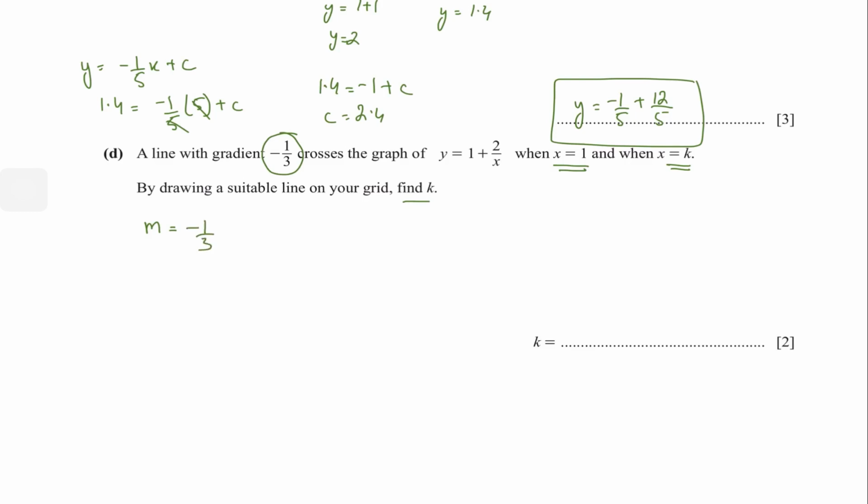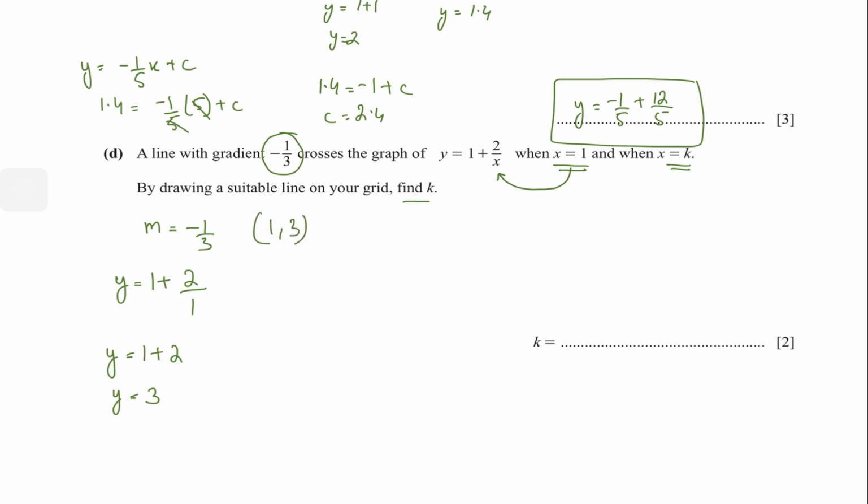So the gradient is -1/3, and if I want to figure out the coordinates through which it is passing, I have the x coordinate, and I need to use it to figure out the y coordinate. So I'm going to take this x coordinate and plug it in this equation in place of x. So y is equal to 1 plus 2 upon 1. So y is equal to 1 plus 2, which is equal to 3. So that means the point through which the line is passing is going to be 1 comma 3.